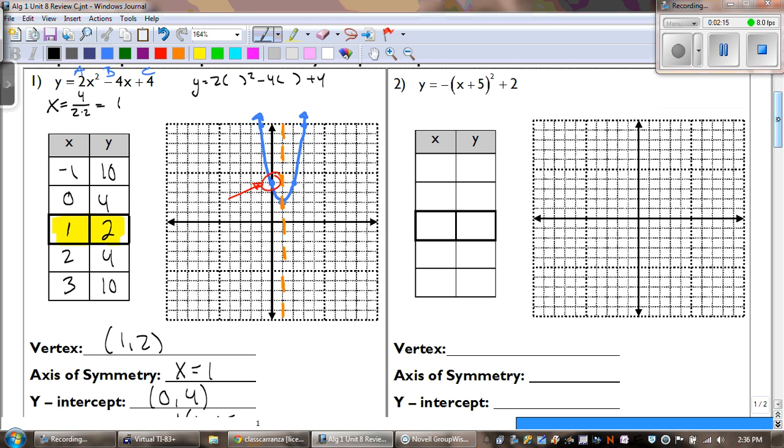All right, let's look at number 2. Number 2 is a little different when we're finding the vertex because it's in vertex form, okay? That means we take the opposite and this stays the same. So right away we know the vertex is (-5, 2). And then once again we go 2 higher and 2 lower. And same thing, you guys are in charge of doing the rest. Go ahead and pause the video and good luck.